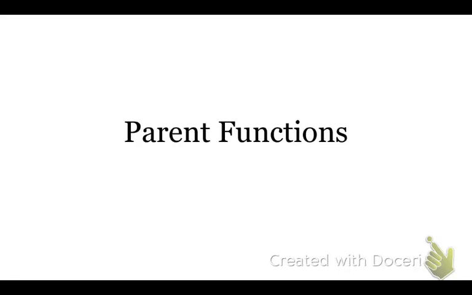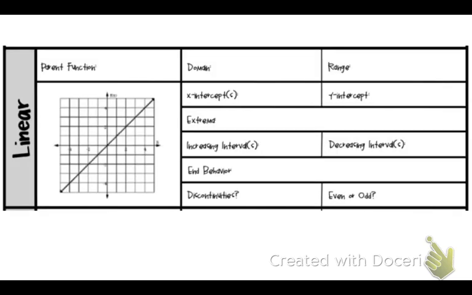All right, parent functions. This whole unit, we're just graphing a whole bunch. So we're going to switch gears and get into graphing now. We're going to go through a bunch of different graphs. There's 12 different graphs here. The first one is a linear graph, and I'm going to go through how to graph these in class.